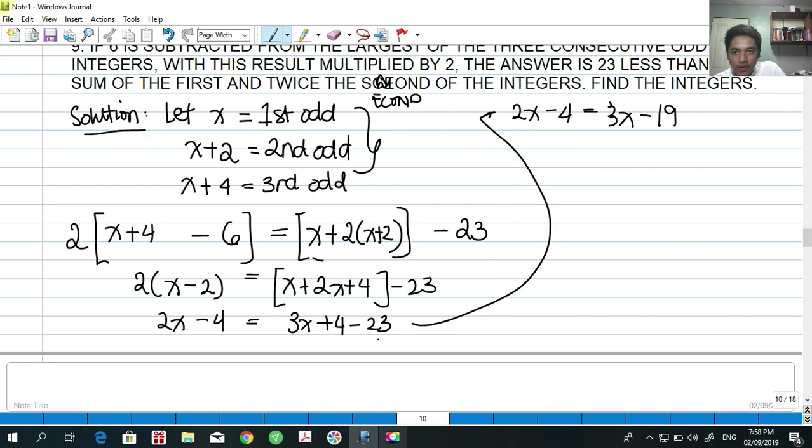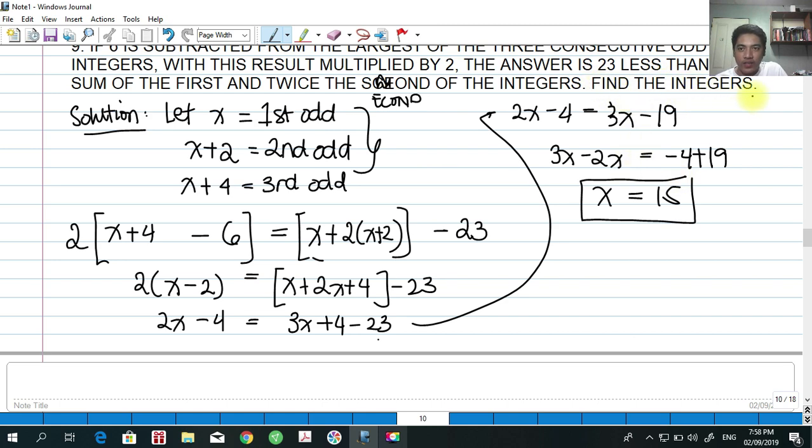Combining like terms, you have 3x minus 2x is equal to what? We transpose, so we have negative 4 plus 19. So that x is equal to negative 4 plus 19, which is 15. Okay. So this is now our first odd integer. Find the integers, that's the question.